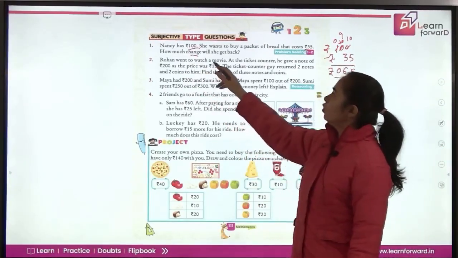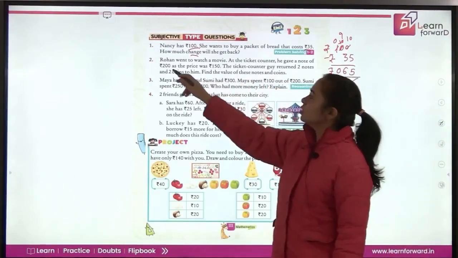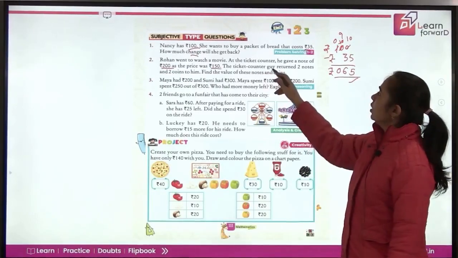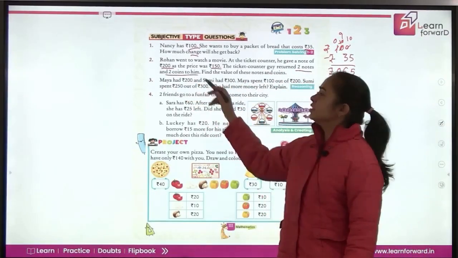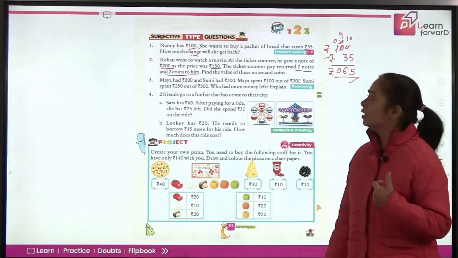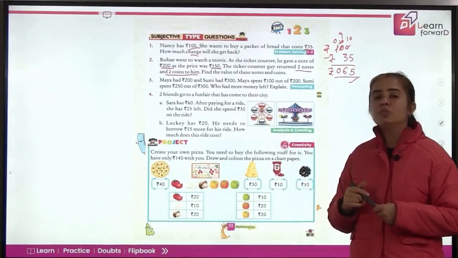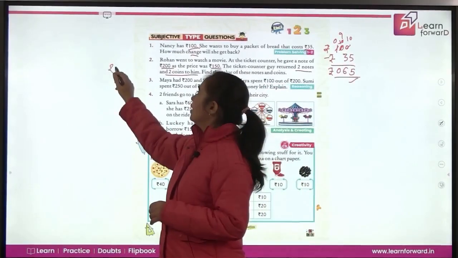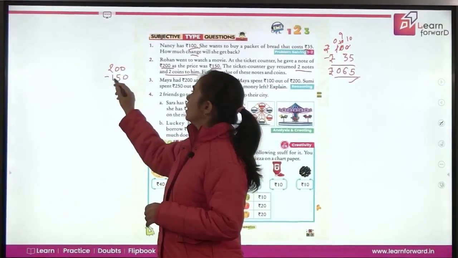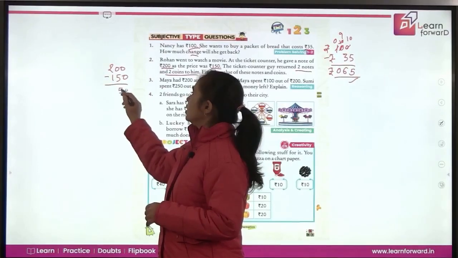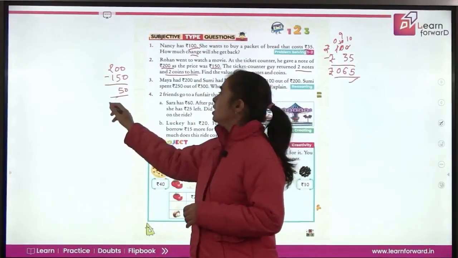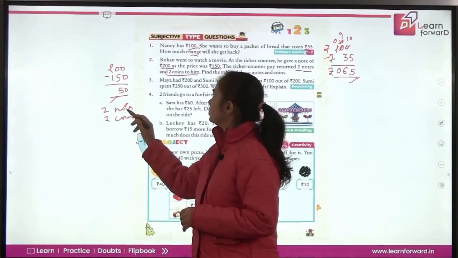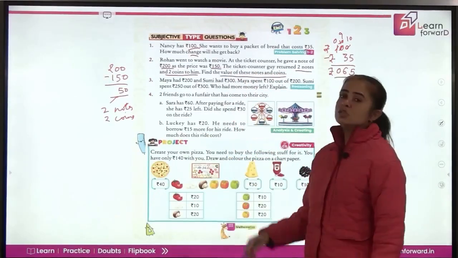Next, Rohan went to watch a movie at the ticket counter. He gave a note of rupees 200 and the price of the ticket was rupees 150. The ticket counter guy returned 2 notes and 2 coins to him. How much money was to be returned? He gave 200. The ticket was of rupees 150. So how much money do you think he should get back? Yes, this is 200 minus 150. He should get back rupees 50. Now for this rupees 50, he has 2 notes and 2 coins. So find the value of these notes and coins.